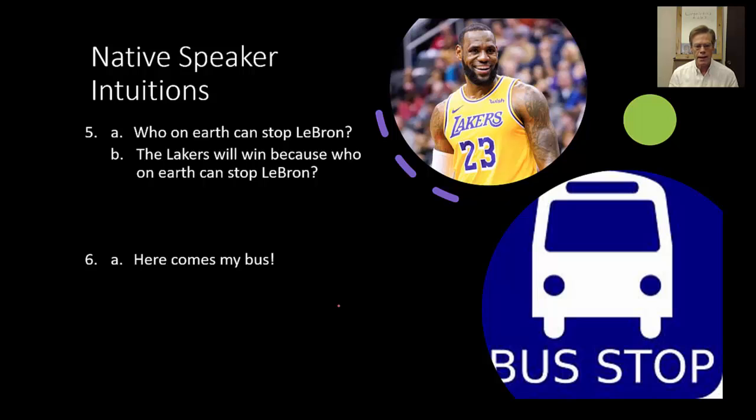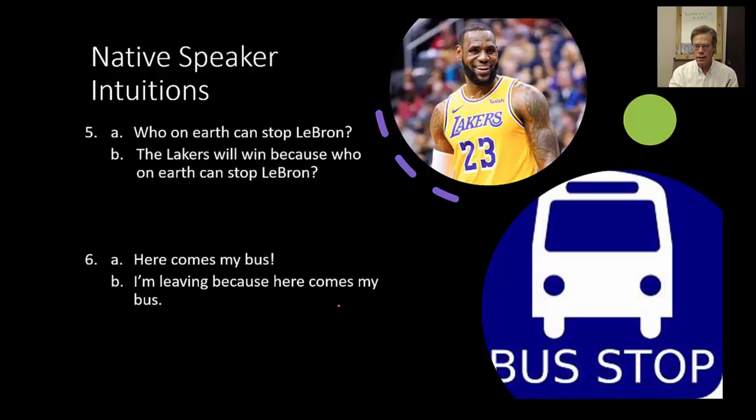So we can say the Lakers will win because who on earth can stop LeBron, right? Or we could say, I'm leaving because here comes my bus. Now, these sentences may not win you any style points in an English class, but they're certainly possible sentences of English. These are the sorts of utterances that you're likely to hear on a day-to-day basis.